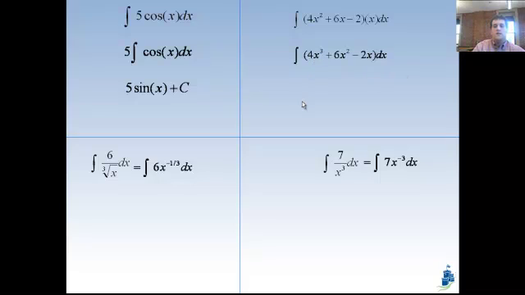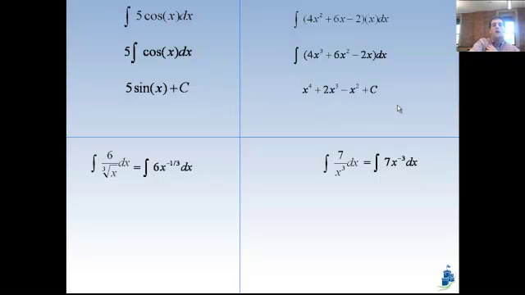4x cubed, well, that's just x to the 4th. For this one, we get x cubed, and we divide by 3, so we get 2x cubed. And for this guy, we get x squared and divide by 2, so it's just plain old x squared. So that's the answer: x to the 4th plus 2x cubed minus x squared plus c.